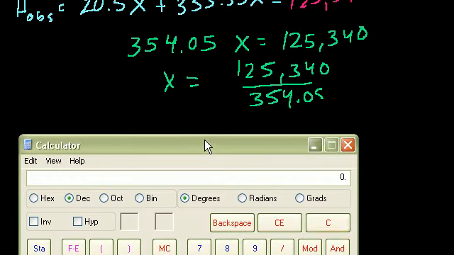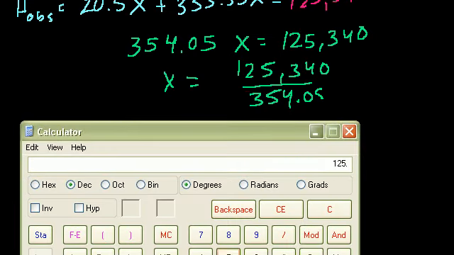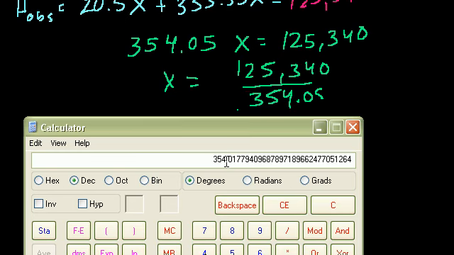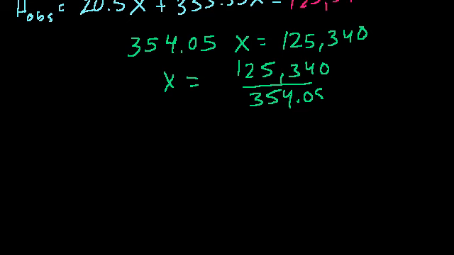The calculator tells me 125,340, the amount of energy that has to be absorbed by the ice, divided by 354.05 is equal to 354 grams, roughly. There's a little bit of extra. So actually, just to be careful, maybe I'll take 355 grams of ice, because I definitely want my water to be chilled. So our answer is X is equal to 354.02 grams of ice.